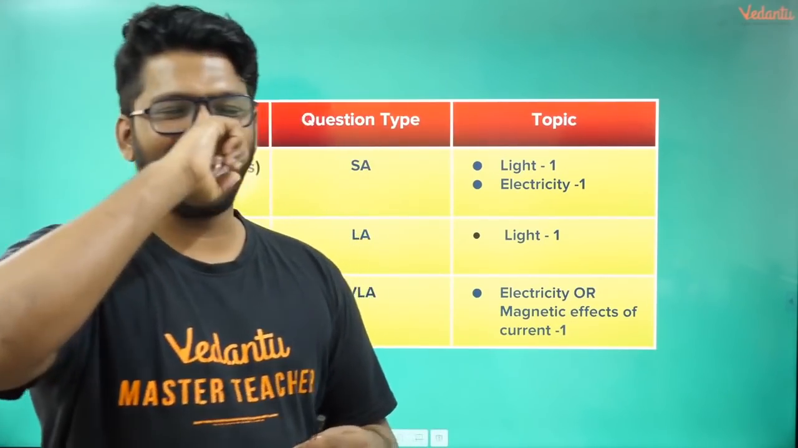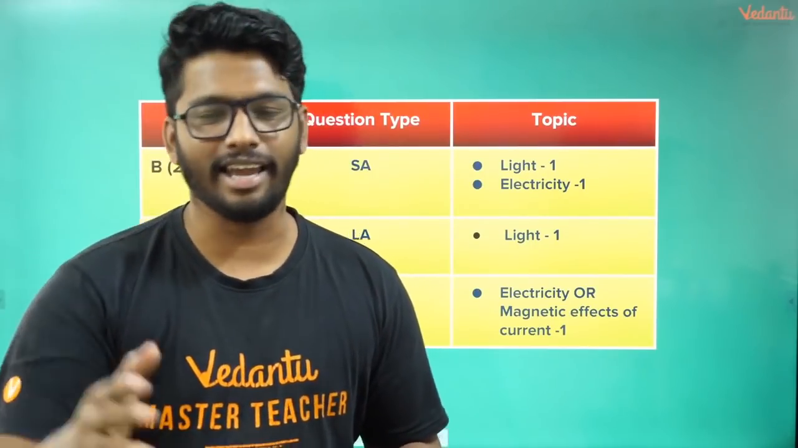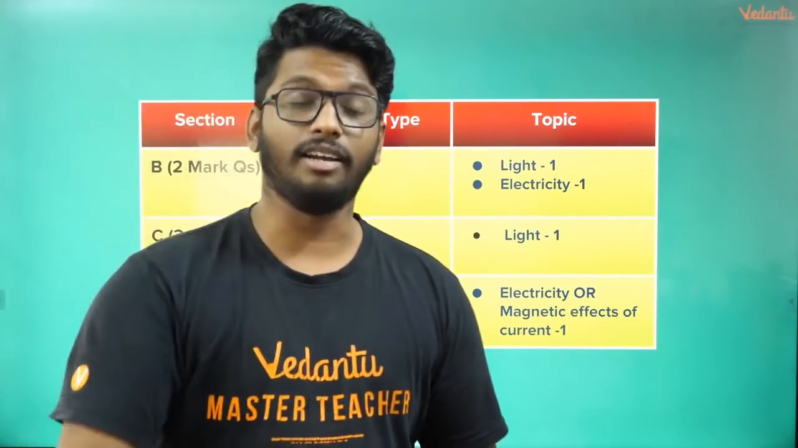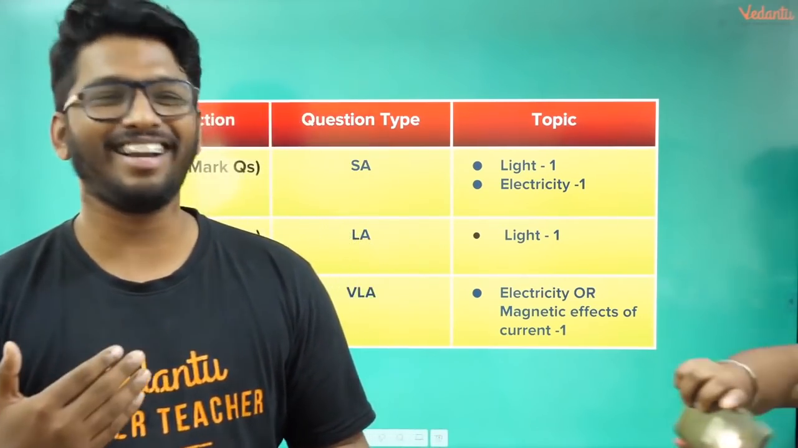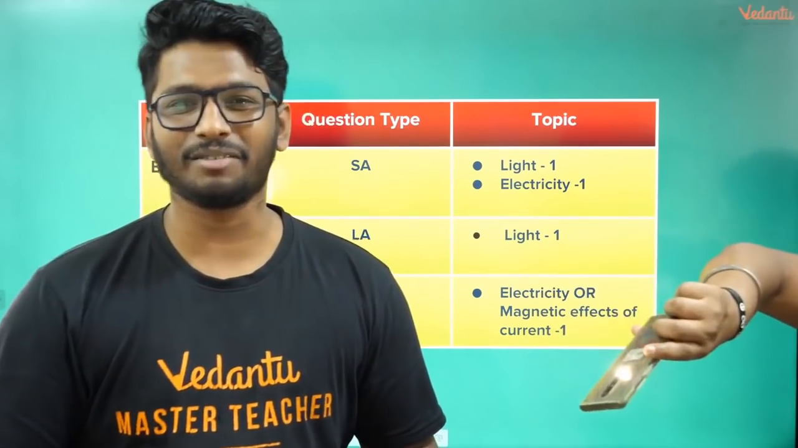Anyways, so as I was saying, for light again, for the 2-mark questions, the kind of questions you can expect are from your ray diagrams, talking about magnifications or the power of the lens. Any of these questions can be asked.